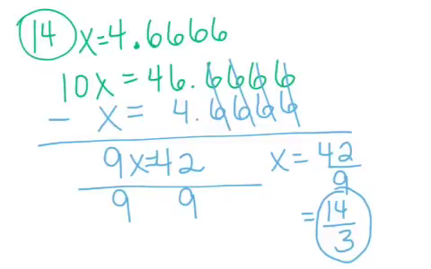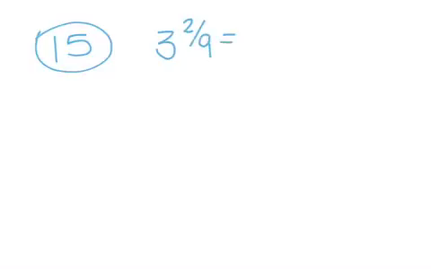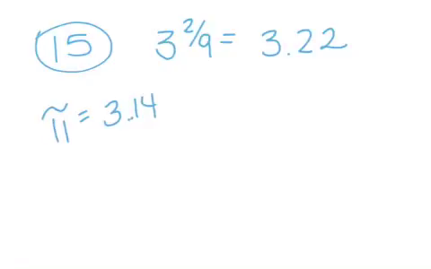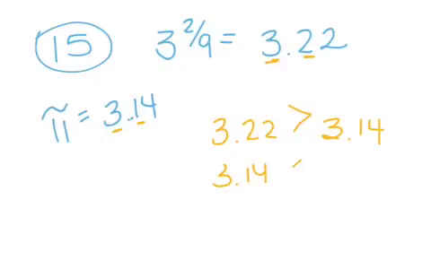Last problem. Number 15. If I turn my fraction 3/2 into a decimal, we get 3.22. We know that pi equals 3.14. And we have to compare our place values. 3's are the same, but 2 here is greater than this 1. So 3.22 is greater than 3.14. The other way you could have written it is 3.14 is less than 3.22.